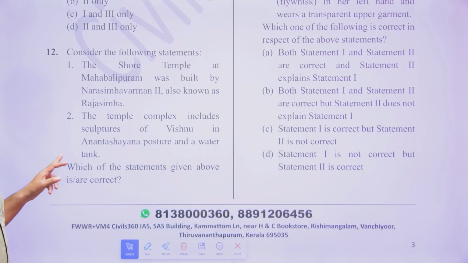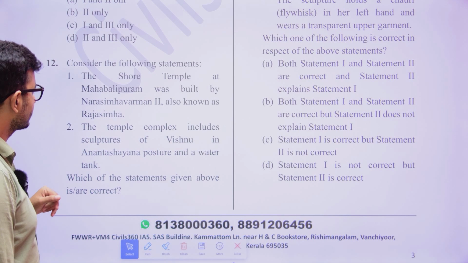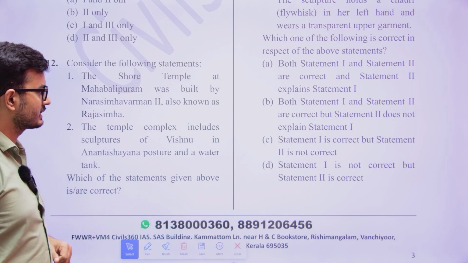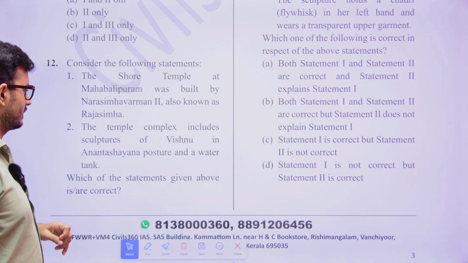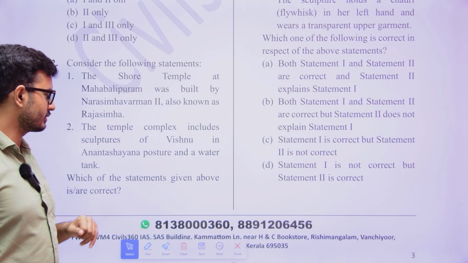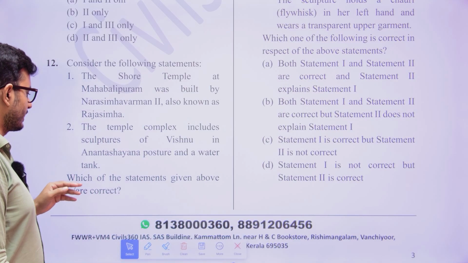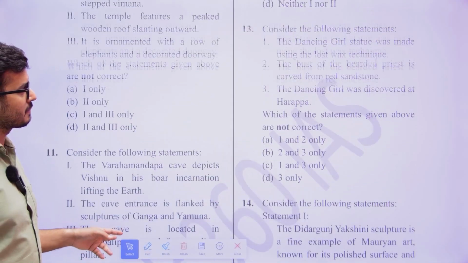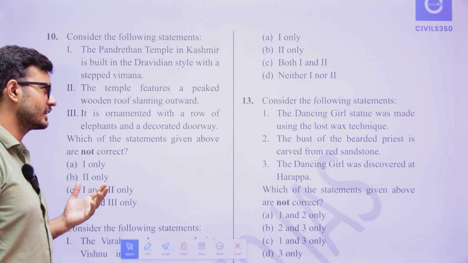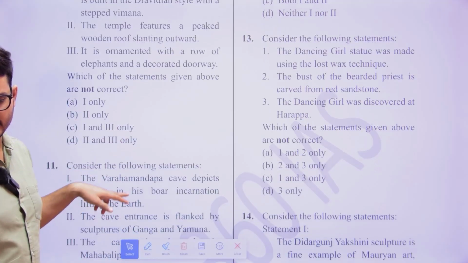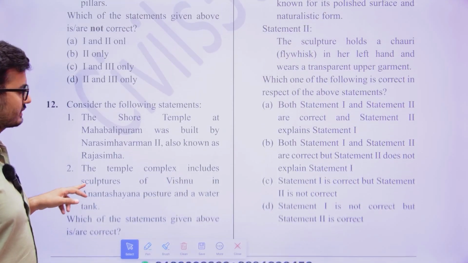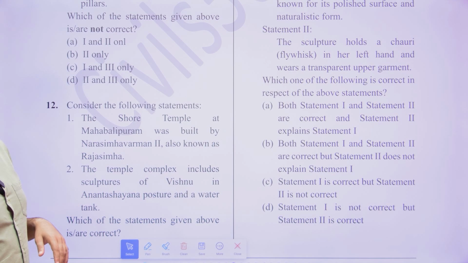All right, so that is how you generally have to solve these particular questions. The next one is, consider the following statements. The Shore Temple at Mahabalipuram was built by Narasimhavarman II, also known as Rajasimha. The temple complex includes sculptures of Lord Vishnu in Anantasayana posture and a water tank. Which of the following statements are correct? So here you have to find which of them are correct. The options are 1, 2 only, then 3, and then 1, 2, and so on. So what do you think is the answer? Just think of it.